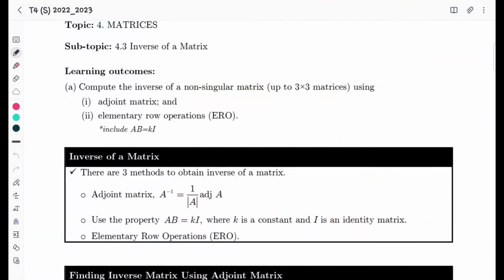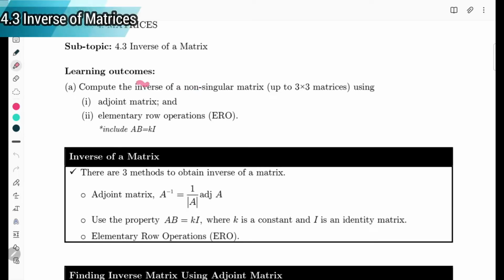Inverse of a matrix. Learning outcomes: compute the inverse of a non-singular matrix using adjoint matrix and elementary row operations. There are three methods to obtain the inverse of a matrix. First, the adjoint matrix. Second, use the property AB equals KI, where K is a constant and I is an identity matrix. And the third one is ERO, right?